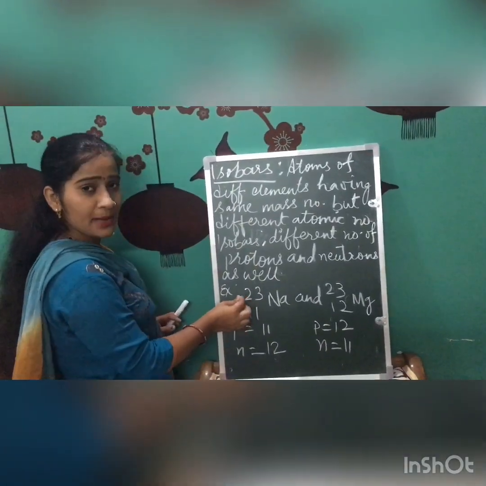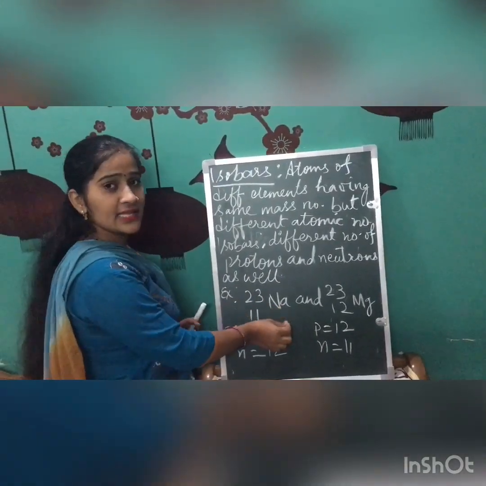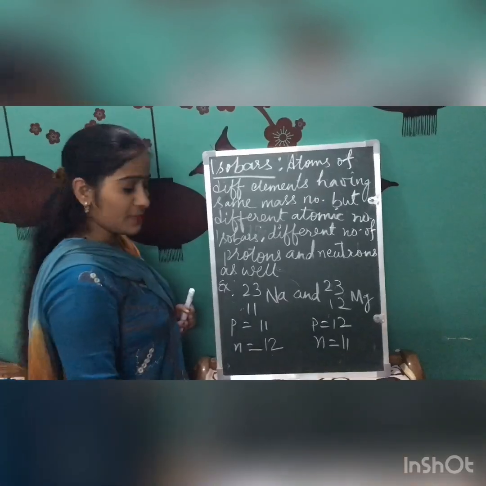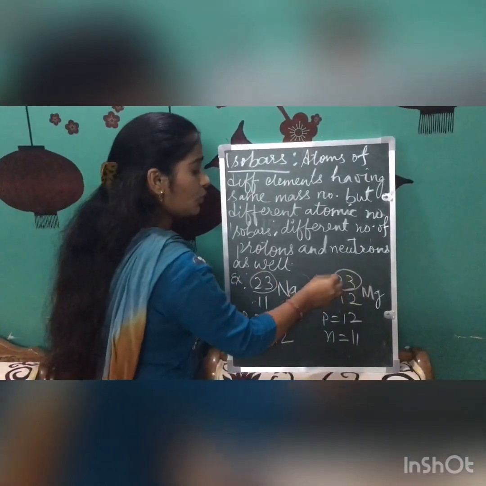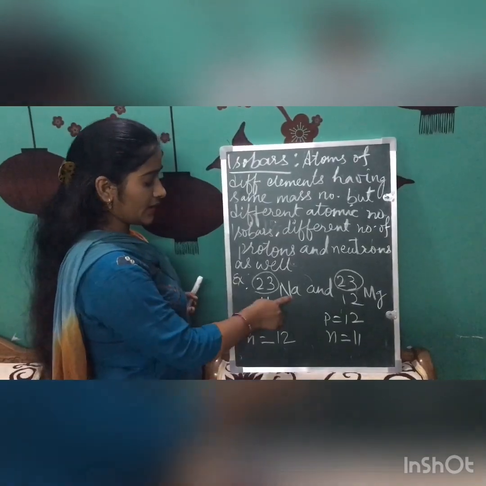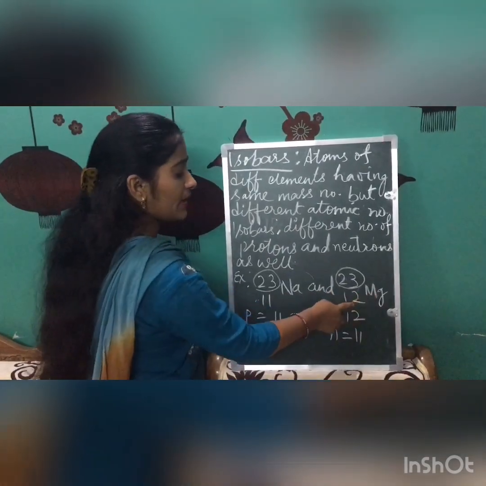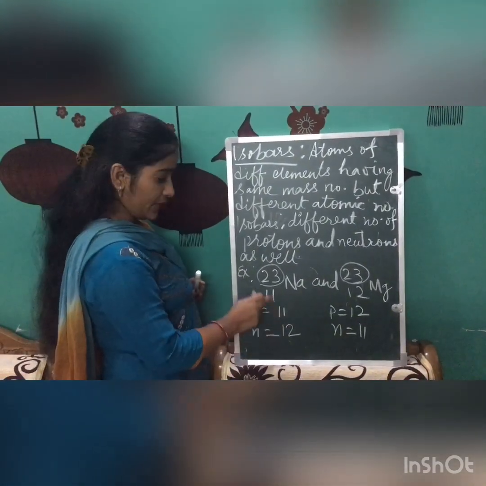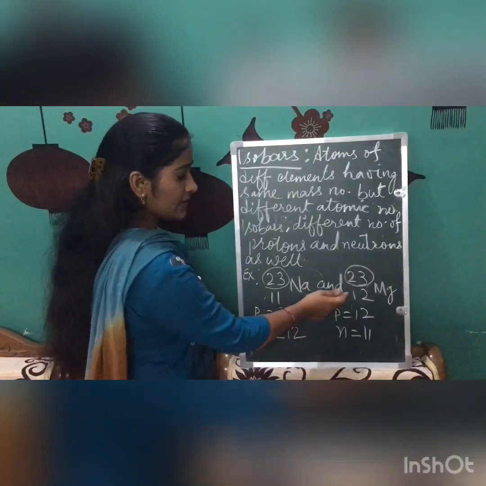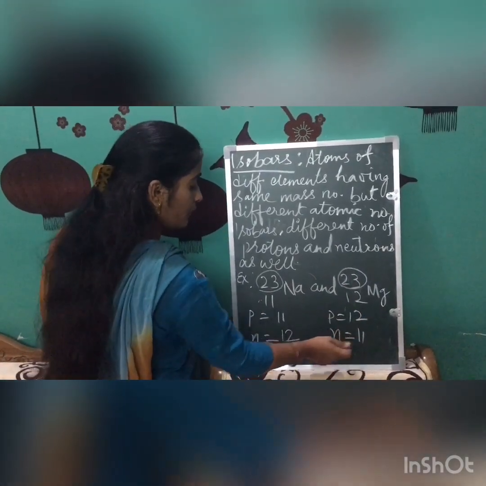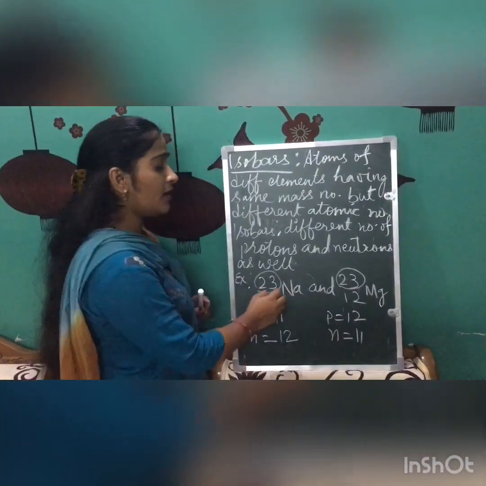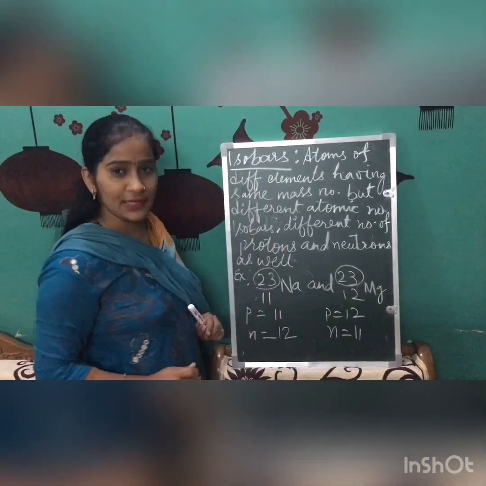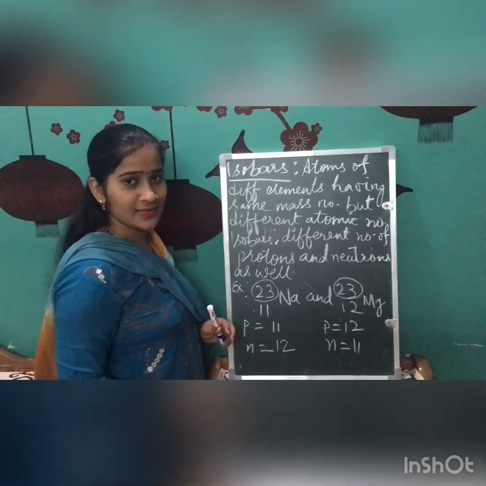For example, the first example of isobars: 11Na23, where Na is the symbol of sodium, and 12Mg23, where Mg is the symbol of magnesium. You can see the mass number is the same in both, 23. But the proton number in sodium is 11 and in magnesium is 12. The number of neutrons is also different: in sodium the proton number is 11 and the neutrons are 12, whereas in 12Mg23 the protons are 12 and the neutrons are 11. So when the mass number is the same but the atomic numbers of different elements differ, they are called isobars.